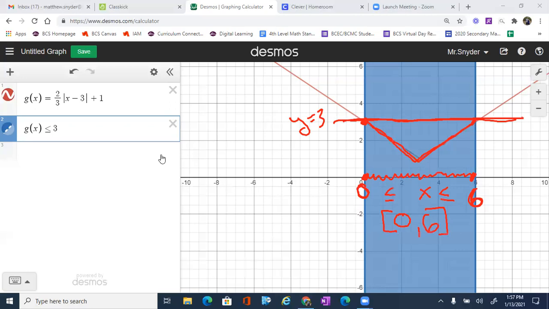And that is how we find it algebraically. That is also how we find this graphically.